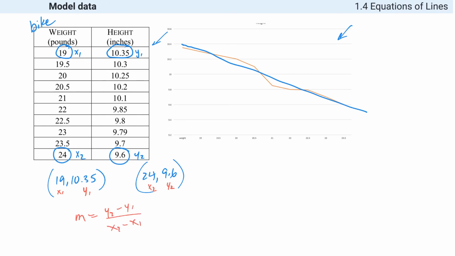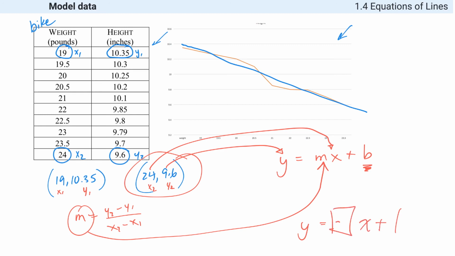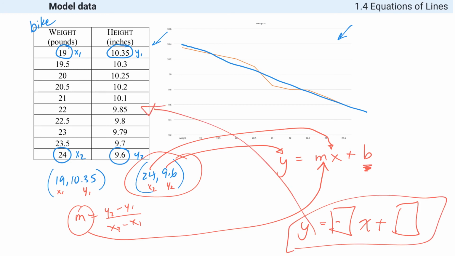And then once I know what the slope was, I'd plug it into my general equation. So I'd take the slope, whatever I figure out, I'd plug it in here. And then I'd take one of the points, maybe take this point, and plug the x value in there and plug the y value in there and solve for b. And then I'd rewrite the equation with whatever my slope was and whatever my y-intercept was. And that would be the equation of the line that models that data there.